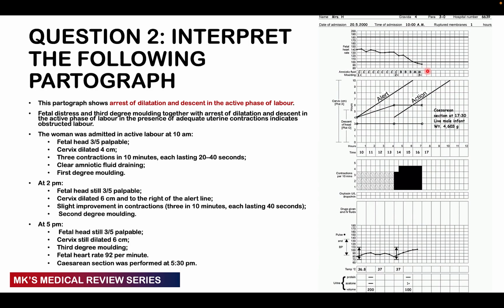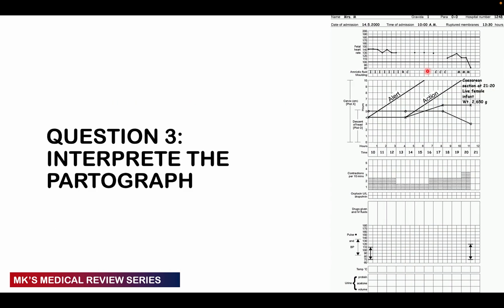And the decision that was made is to take this woman for cesarean section, because this woman had arrest of dilatation and had arrest of descent in the active phase of labor. Remember that this woman had, in addition to this, adequate uterine contractions. She wasn't dilating. There wasn't any significant descent. So if you compound all these things together with the meconium that was present and the grade 3 molding, there was some fetal distress to some element, and this is largely indicative of obstructed labor.